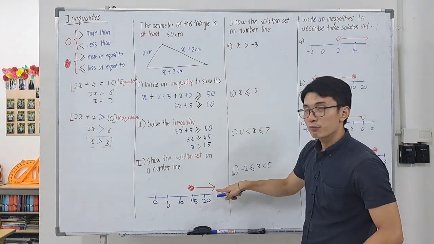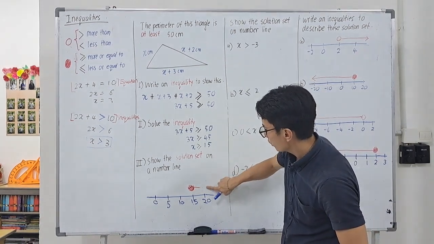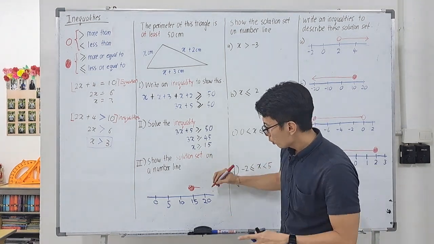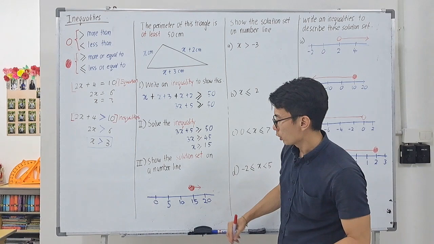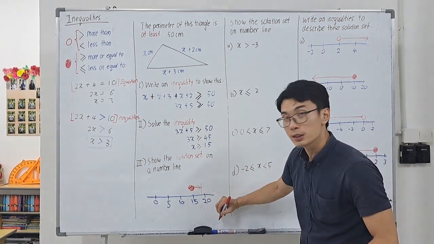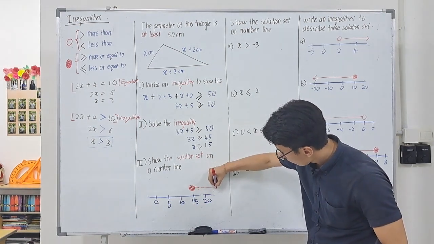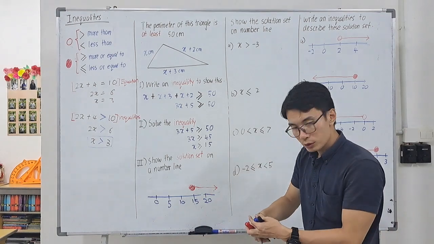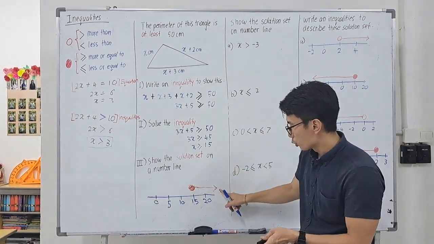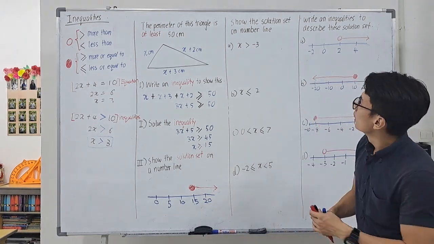Now another thing I want to emphasize over here is this line. Because the question described x is more or equal to 15, it didn't say where this stops. So some students would like to draw the line like this. Now this is wrong because they did not say the line stops here. The line actually goes until infinity. So my advice is to draw the arrow until the end of the number line. That will be the best.